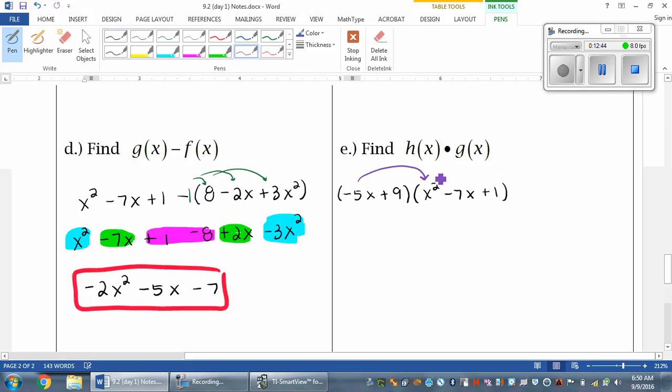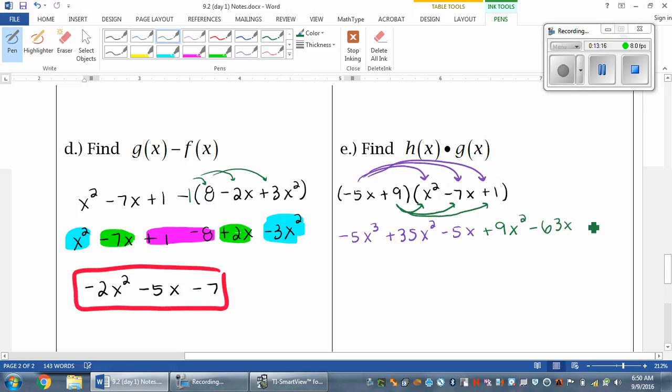Remember, double distribute. So I have negative 5x times x squared is negative 5x cubed. Negative 5x times negative 7x is positive 35x squared. And I have negative 5x times 1 is negative 5x. So I'm going to go ahead and distribute the 9. 9 times x squared is positive 9x squared. 9 times negative 7 is negative 63x. And 9 times 1 is positive 9.